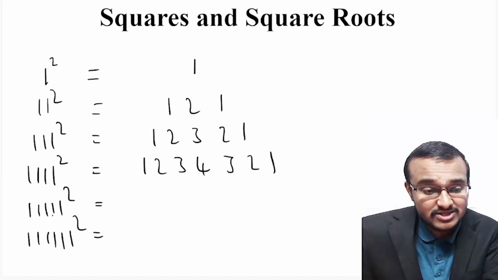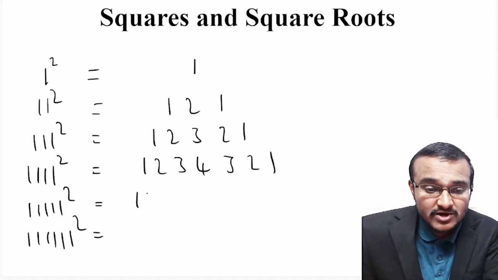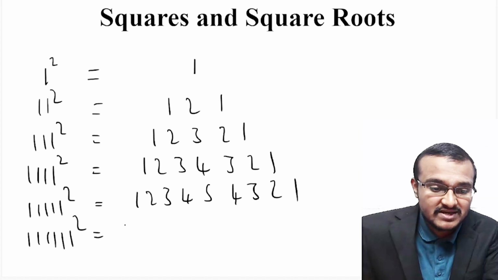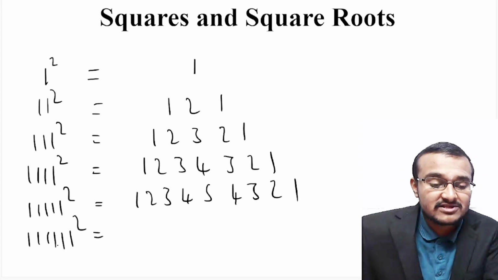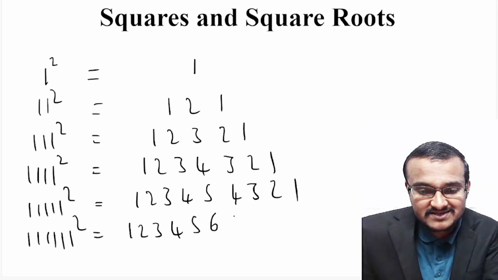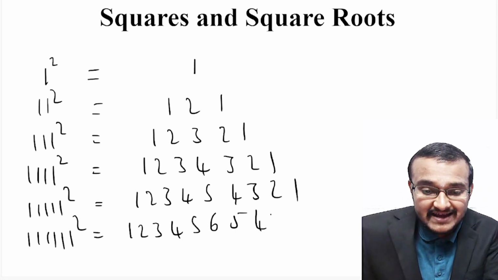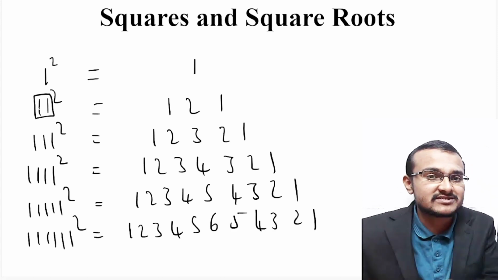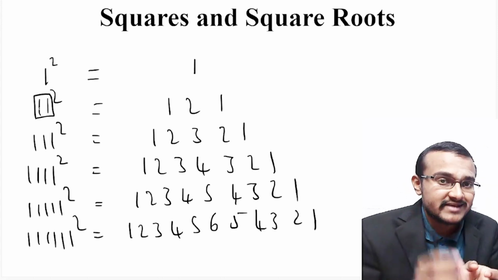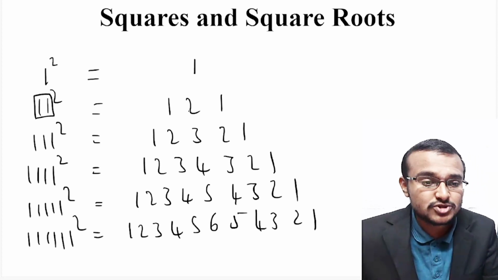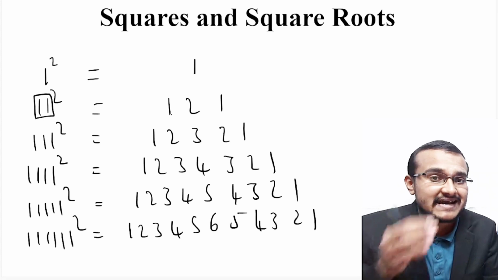Similarly, 11111 squared will be equal to 123454321. Similarly, 111111 squared will be equal to 12345654321. So you should always remember how many ones are there. If the number has only 1s in it, then you can count how many ones are there in that number. That many times you should write natural numbers.